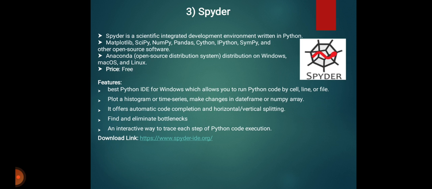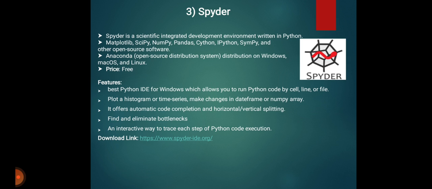These are basically available through Anaconda, an open source distribution system which operates on Windows, Mac OS and Linux. Also, this software is free of cost. You don't have to pay anything for this, and it has features like being one of the best Python IDE tools for Windows, which allows you to run Python code by cell, line or file according to your requirement.